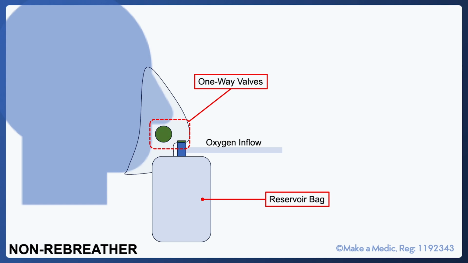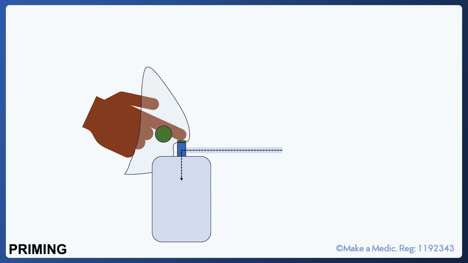The oxygen flows into the space between the reservoir bag and the mask. Before applying a non-rebreather mask, it must be primed. This involves placing your finger on the valve between the reservoir bag and the inside of the mask in order to divert the oxygen and fill the reservoir bag. The volume of the reservoir bag is usually around 1 to 1.5 litres. This is greater than the inspiratory volumes that most patients will achieve, even when working hard to breathe, meaning that their entire requirement of air in a single breath will come from the reservoir bag and the oxygen inflow.